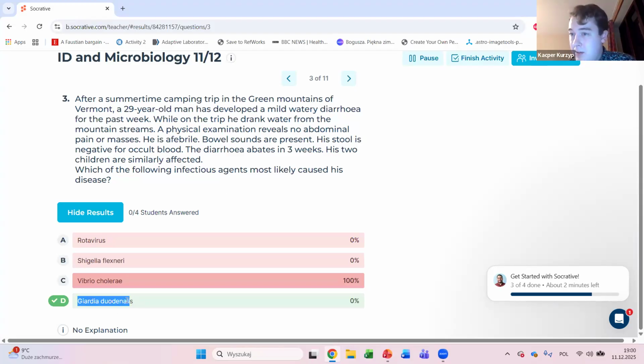It does live in the wild, in freshwater in particular. It presents in this very non-specific way. So some mild diarrhea that's watery. It abates in 3 weeks and very much nothing else. It is infectious as well, so his kids, again, very well may have caught it from him. So it's essentially the only one that fits all of the criteria and doesn't miss out on anything. I hope that is a bit helpful.